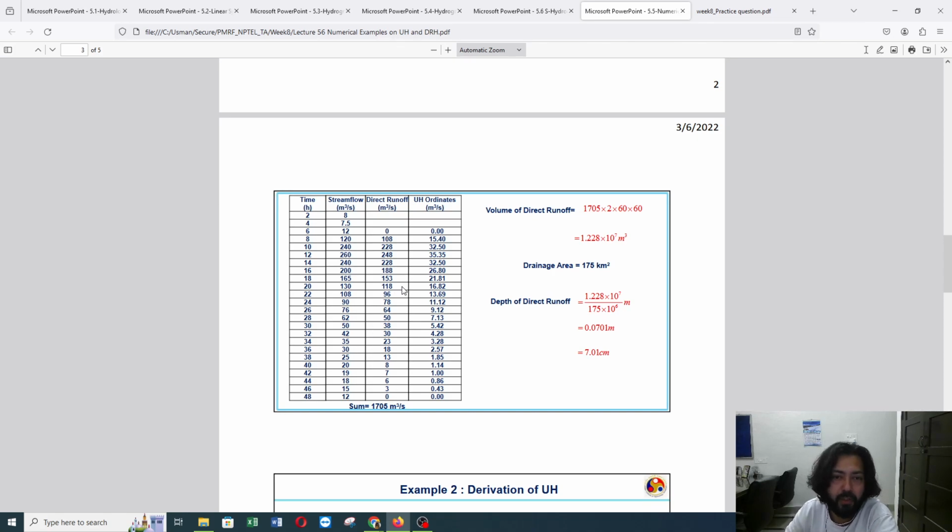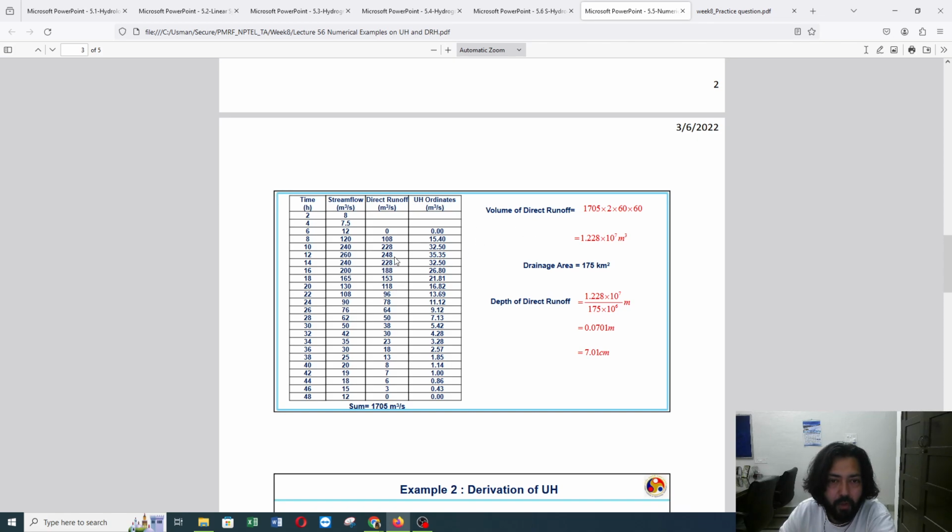So now that we know the ordinates of the direct runoff hydrograph, the next thing is to calculate the depth. If we know the effective depth, then we'll divide the direct runoff hydrograph ordinates by the effective depth to get the unit hydrograph ordinates, right? We know the steps now, right? The first step was to separate the base flow. So we have separated the base flow and we got the value of DRH. Now the next step is to calculate the effective depth.